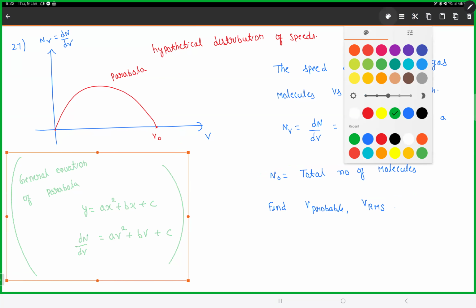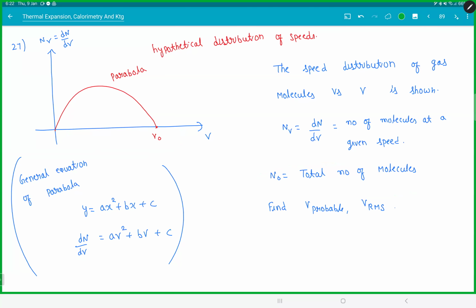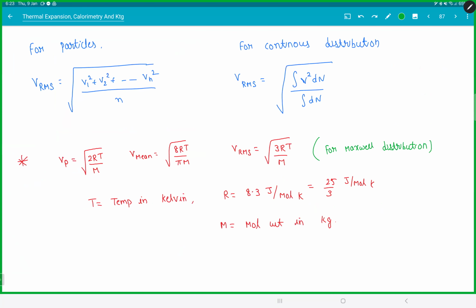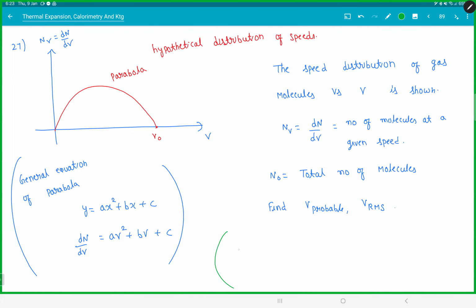This would be an advanced, more than one choice question. So that red line is a parabola whose equation will look like this: dN by dv is av square plus bv plus c. What is a, what is b, and what is c? If you can find them, you know the equation. Once you know the equation, then you can use the general formula for V RMS: integral v square dN by integral dN, and solve. I'll write that also in case you forgot.